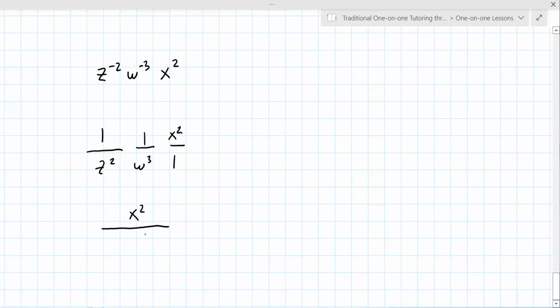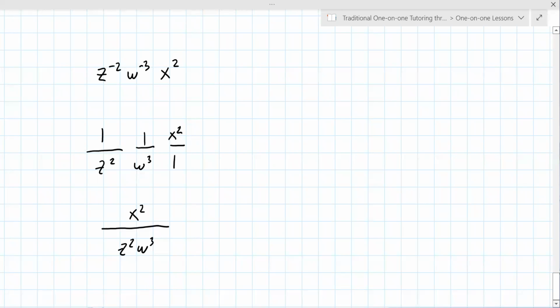Let's look at another problem together. Let's say the final answer is z to the minus 2, w to the minus 3, x squared. So we know the first one is 1 over z squared, 1 over w cubed, and x squared on the top, 1 on the bottom. So the way you would write your answer is x squared over z squared w cubed without any 1s. You cannot have any 1s. And notice you can have more than 1 on the bottom here. That's okay.